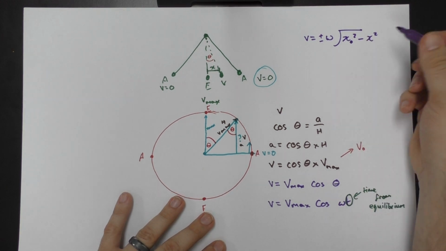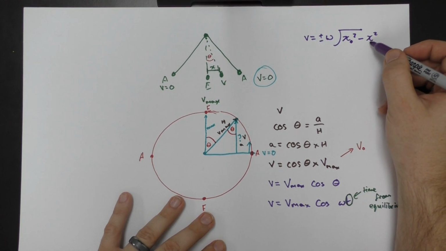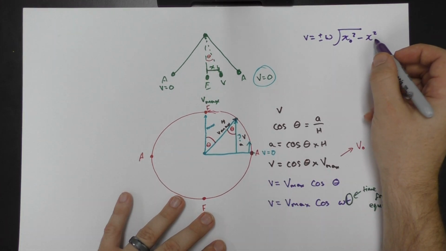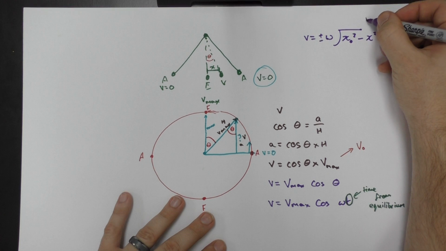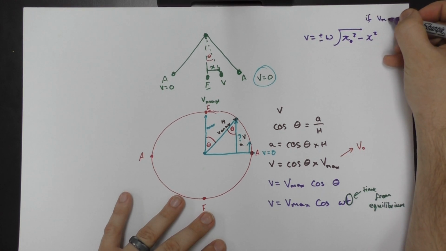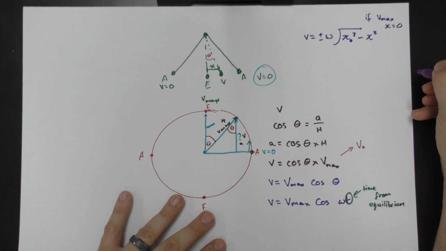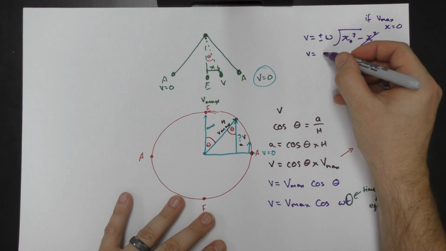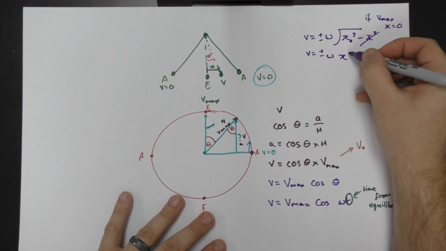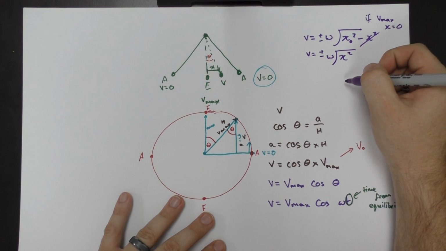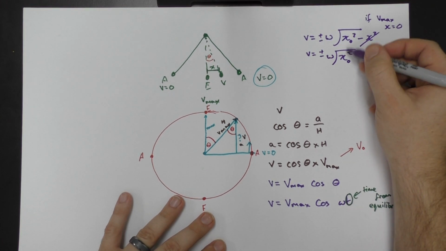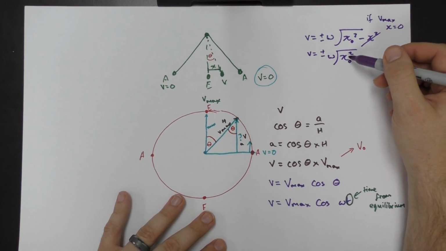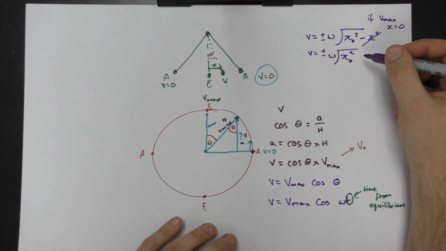So we can get rid of this term, because x squared, if x is naught at the equilibrium point where velocity is max, then we can get rid of this term. So I'll write that if Vmax, x equals 0, we can get rid of that value. So we end up with V equals plus or minus omega times the square root of x naught squared. Remember, x naught is the amplitude. So we could replace this with the amplitude should you wish. I'm going to use x naught for the purposes of this video.